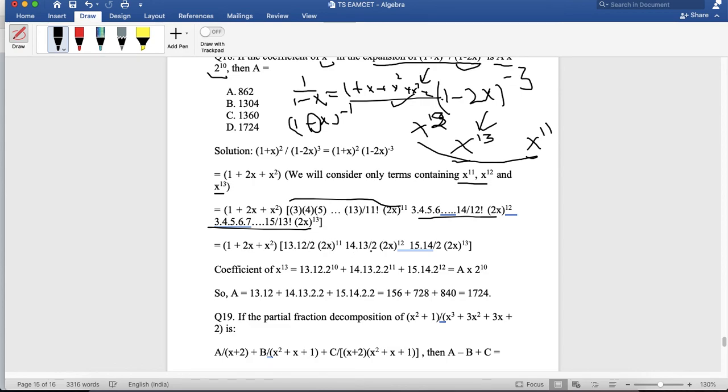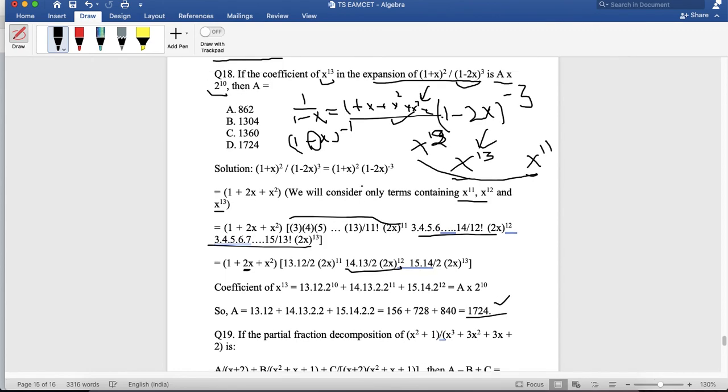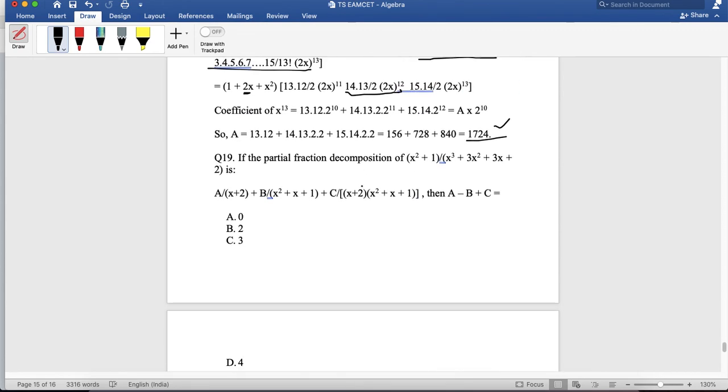And just remember that when you look at the x raised to the power 12 coefficient, multiply it with 2 because we have 2x over here, not just 1x. Like we have 1x square and 1 here, but we have 2x, so multiply it with 2. Add all of them, you will get 1724. A very straightforward problem. Just simple calculations.